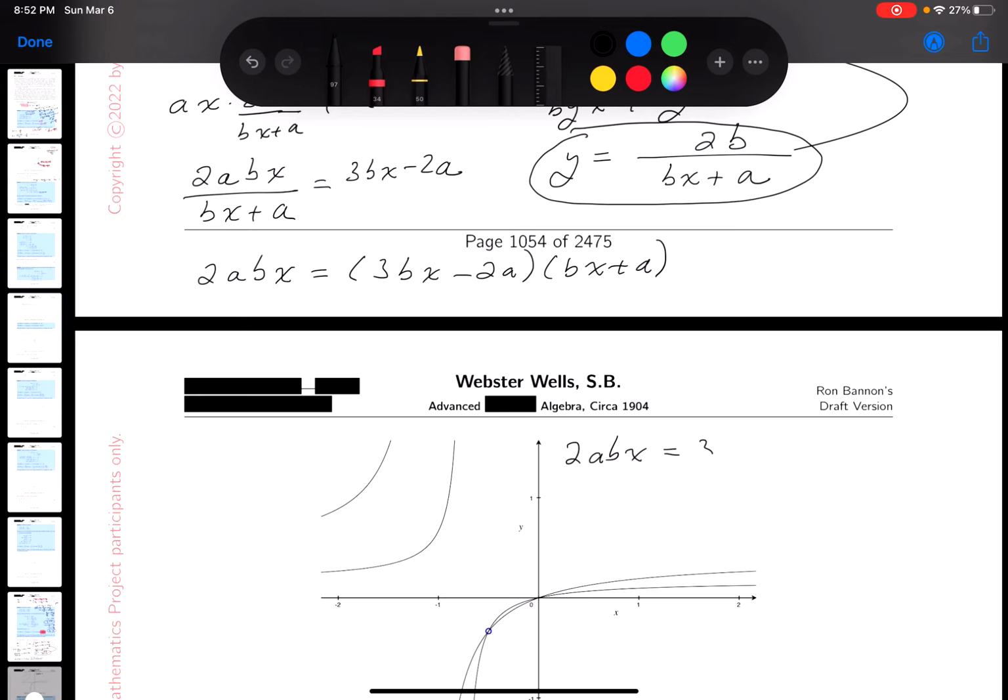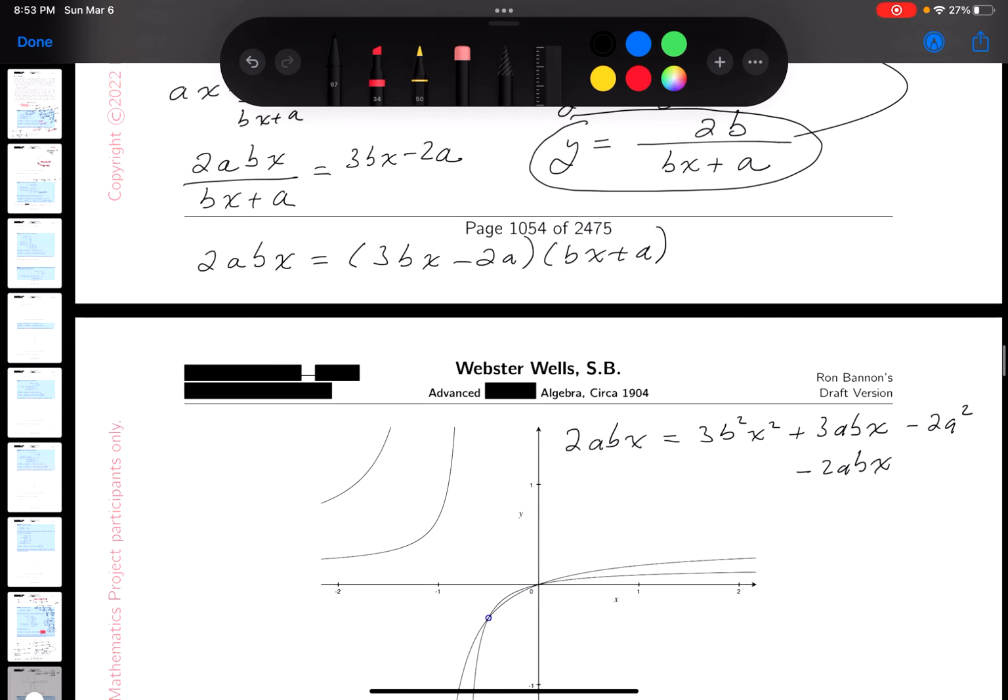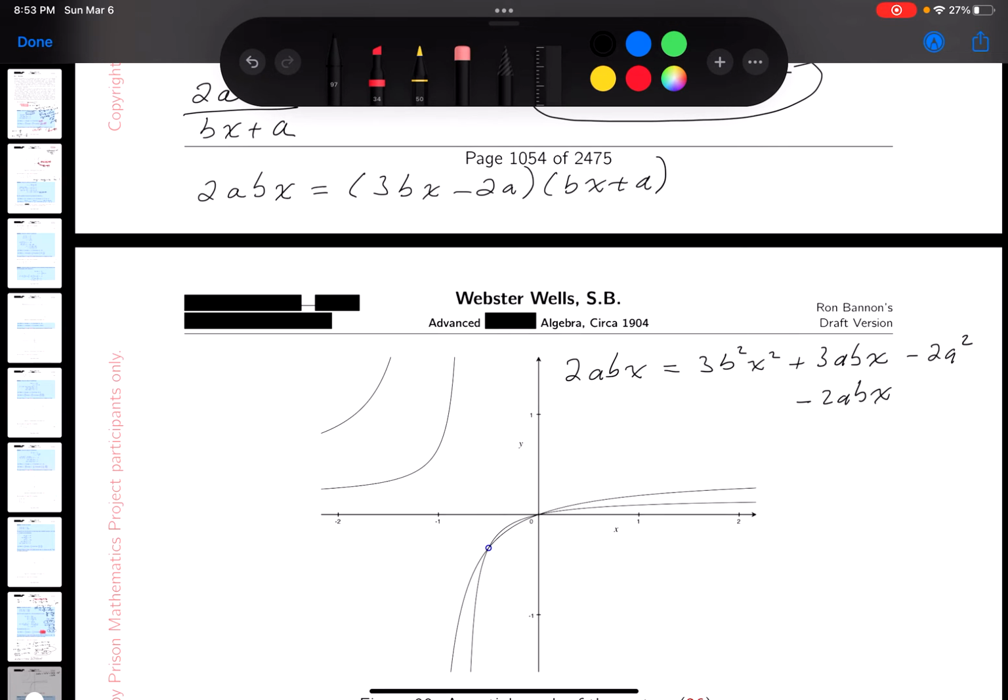So it's going to be 3b squared x squared plus 3abx, well, minus 2abx, and then minus 2a squared. All right, I got a bunch of things going on here now. So let's kind of write this down.